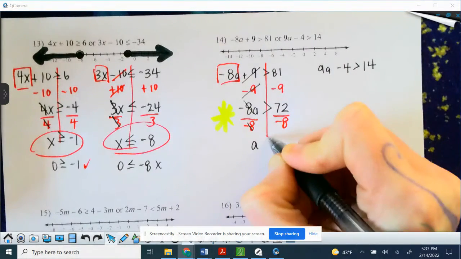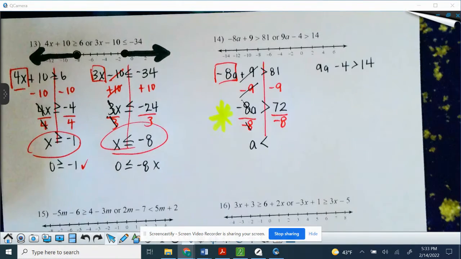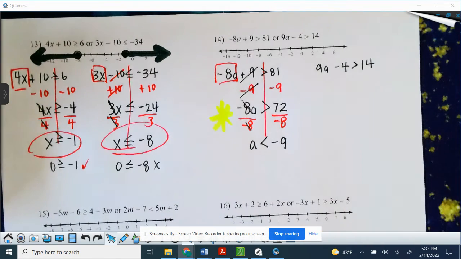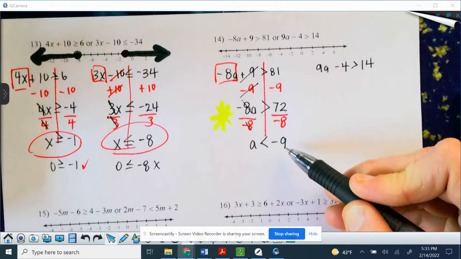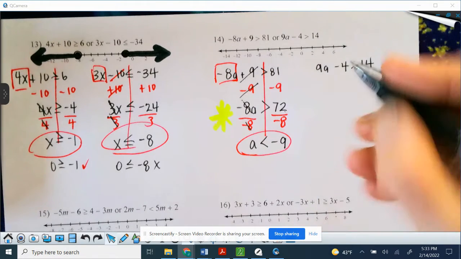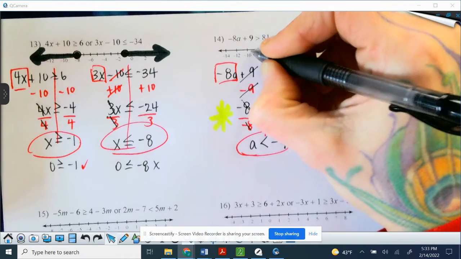A, flip our sign. 72 divided by 8 is going to give me a -9 because of that division of a negative. So positive divided by negative gives me a negative. So this is our answer. Go up here to -9, which is going to be right there in the middle.